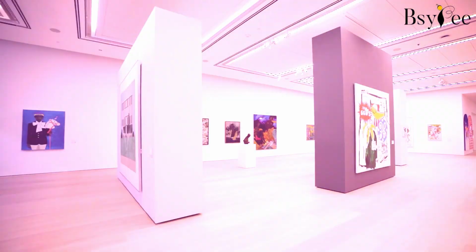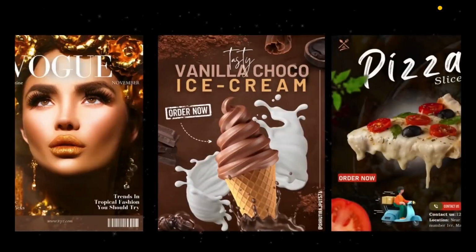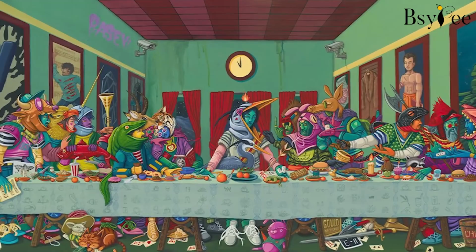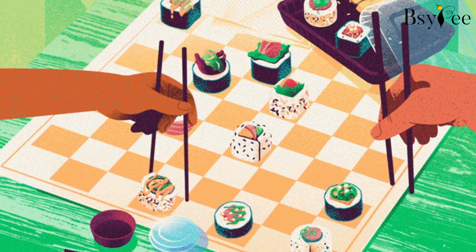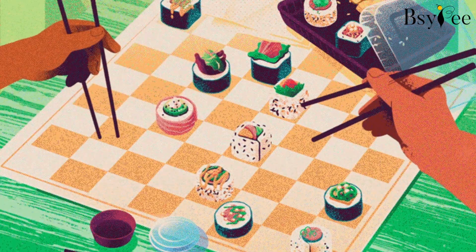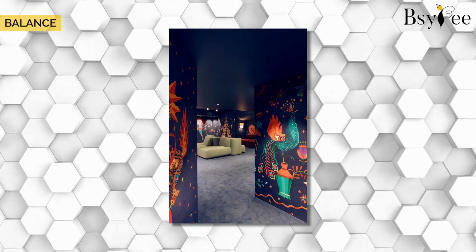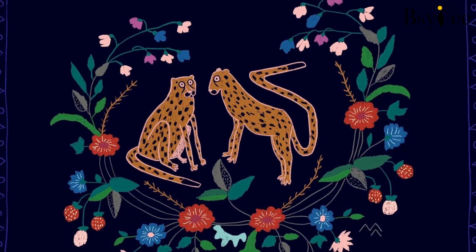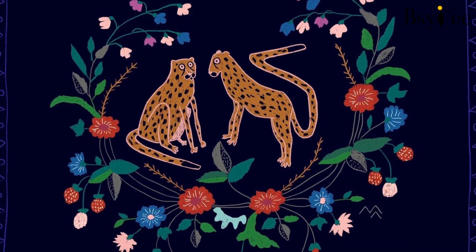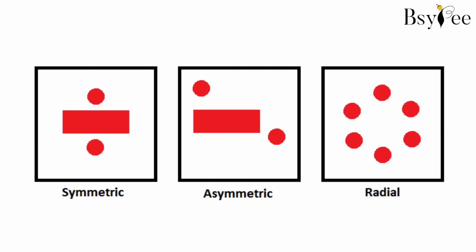Let's get started. Before diving into the creative process, it's crucial to understand the fundamental principles of graphic design. These principles ensure that your designs look good and effectively communicate your message. Here are the key pillars. Balance. Ensures your design is evenly distributed, providing stability and structure. Balance can be symmetrical, asymmetrical, or radial.